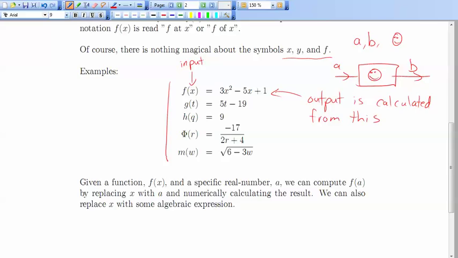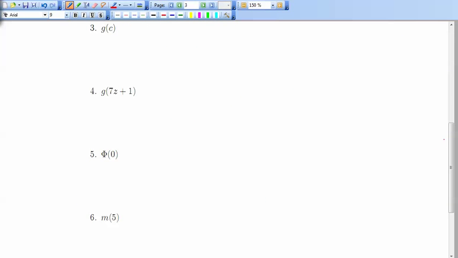So we're going to flip over the page now, but we'll be referring to these functions right here. Okay, so keep them in mind, keep an eye on them. We'll use them to calculate function values.